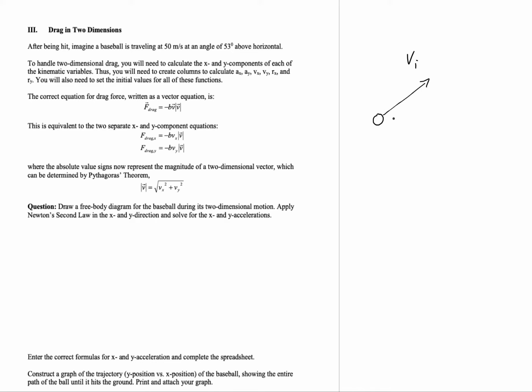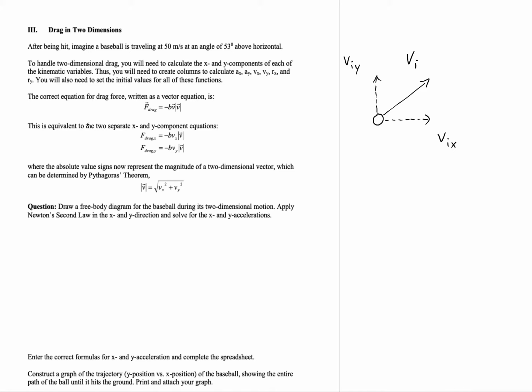It's going to have an x and a y component. Vix and viy. It says here, to handle two-dimensional drag, you'll need to calculate the x and y components of the variables. And we'll have to create separate columns for ax, ay, vx, vy, and so on. You'll also need to set the initial values for each of those.